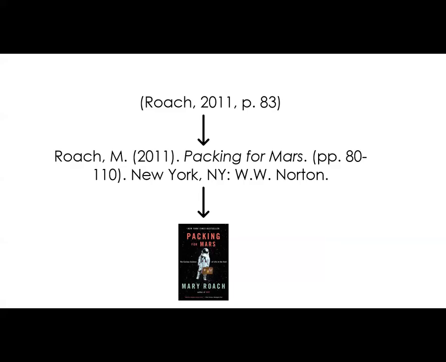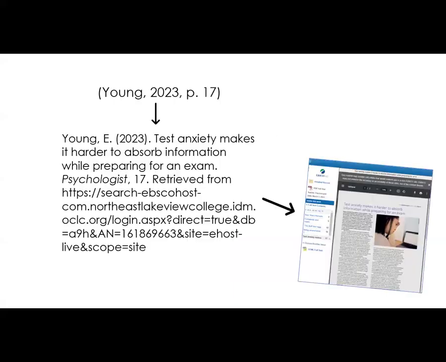So I go from reading along in the paper, I find the internal citation, I flip to the end, I look at the long form citation, and from there I can track down this exact edition of the book, and on page 83, I should have the information that you cited in your paper. So you're just creating a little map back to the original source.